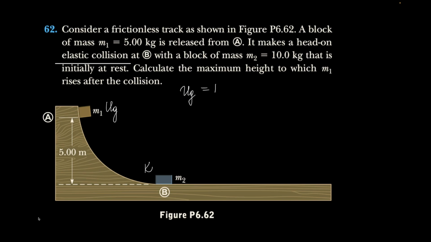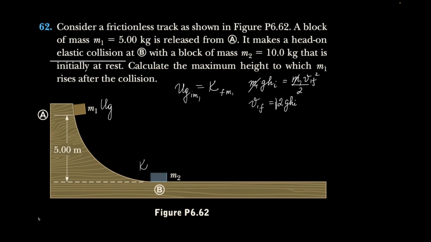U_G equals K for the little M1. Initial, final, M1, M1. So M1 g h initial equals M1 V1 final squared over 2. So your V1 final right before the collision, that's not after the collision, it's right before the collision, will be equal to the square root of 2 g h initial, which gives us the square root of 19.6 times 5. That's 9.9 meters per second.